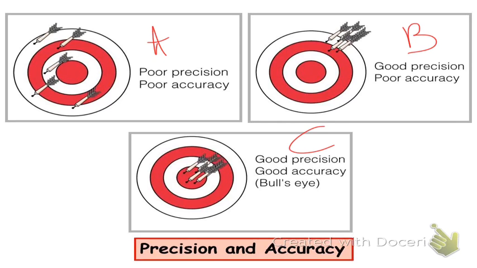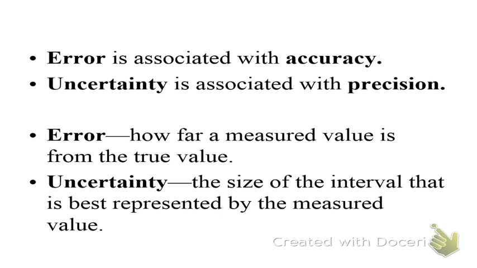B, they're nice and tight, so we have good precision, but poor accuracy. And C, we have good precision and no lack of scatter, and it's the bullseye, so it's accurate. So we have both. Okay, and this actually is a review slide too.